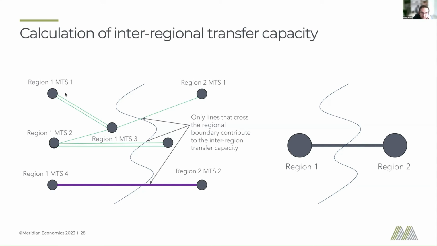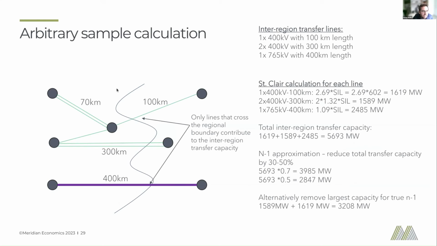It's not a perfect representation at the moment, because obviously if you have a very short line from here to your next substation, but you have a long line that's feeding it from within the same region, it's not a perfect approximation, but this is how we started. And you might have different voltage levels, 400 kV or 765. So if we add some random numbers, we've got one 400 kV line, two 400 kV lines of 300 kilometers, and one 765.